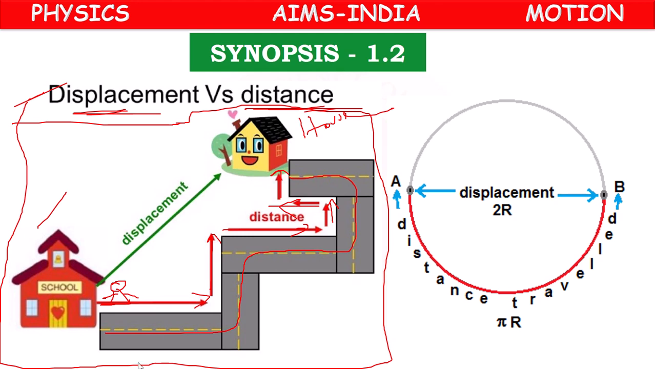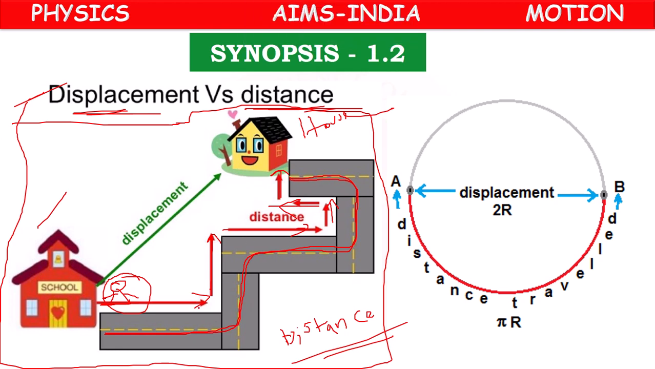Okay. This is the original path. Whatever this road is there, this is the original path traveled by the boy. And this is called distance. Means the length of the original path. The length of the original path is called distance.